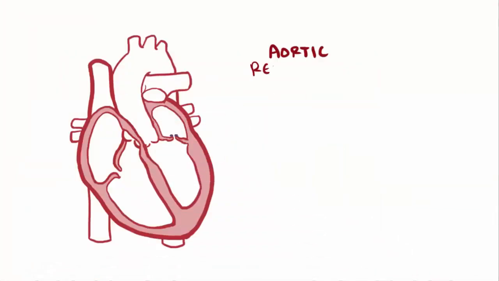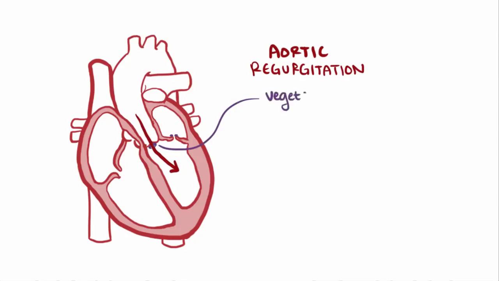If the person had aortic regurgitation, meaning blood's going from the higher pressure aorta to the lower pressure ventricle, then vegetations would tend to be located on the lower pressure ventricular surface of the valve.